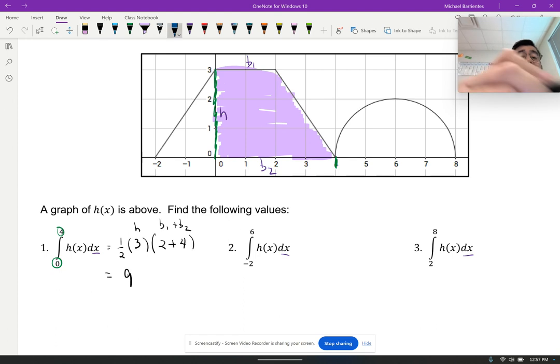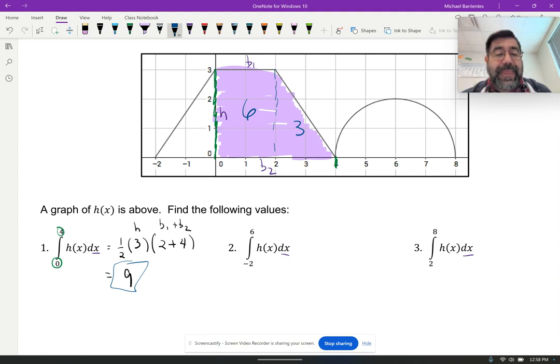But let's say you had broken this up into two pieces like this. Then this rectangle would be a 2 by 3, so that would be 6. And this triangle would be 1/2 times base 2 times height 3, which is going to leave me with 3. And then those two together would give me the 9 that we got over here. So again, it depends on how you look at it and what you feel comfortable using. But you do need to remember your geometry area formulas.